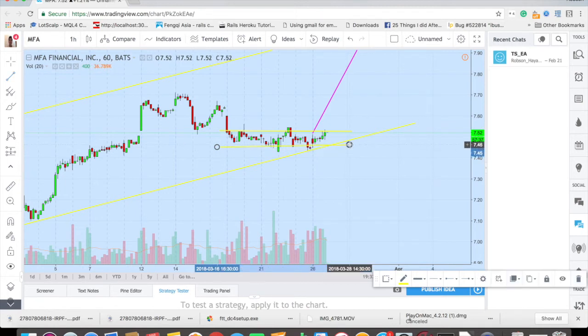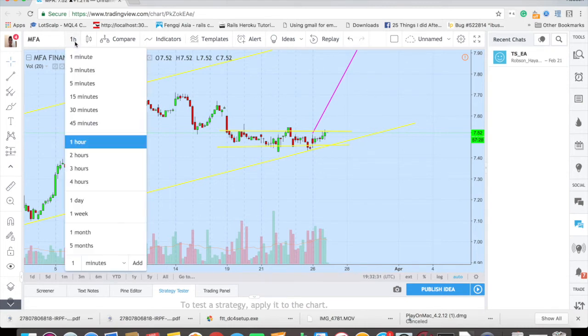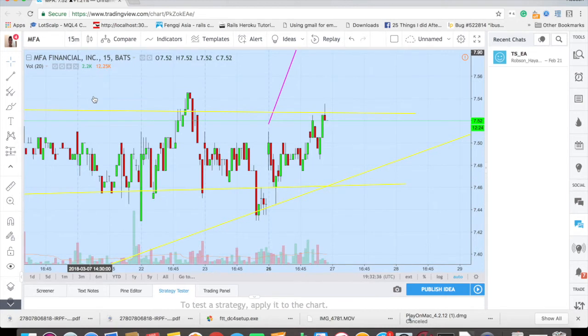So it seems like a consolidation area happening around here. So what do I need then? Am I going to change this to the 15-minute chart? Let's take a look to see if we can spot any trading opportunity.